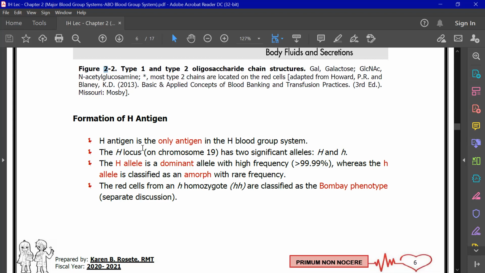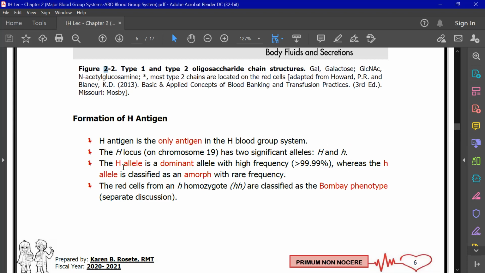Okay, so sabi ko rin kanina, the H gene is located on your chromosome 19, while your ABO gene is located on your chromosome number 9. Tama? So we have here in the H locus two alleles, meaning alleles, these are gene variations. So we have here the big letter H and the small letter h. The big letter H and the small letter h genes.